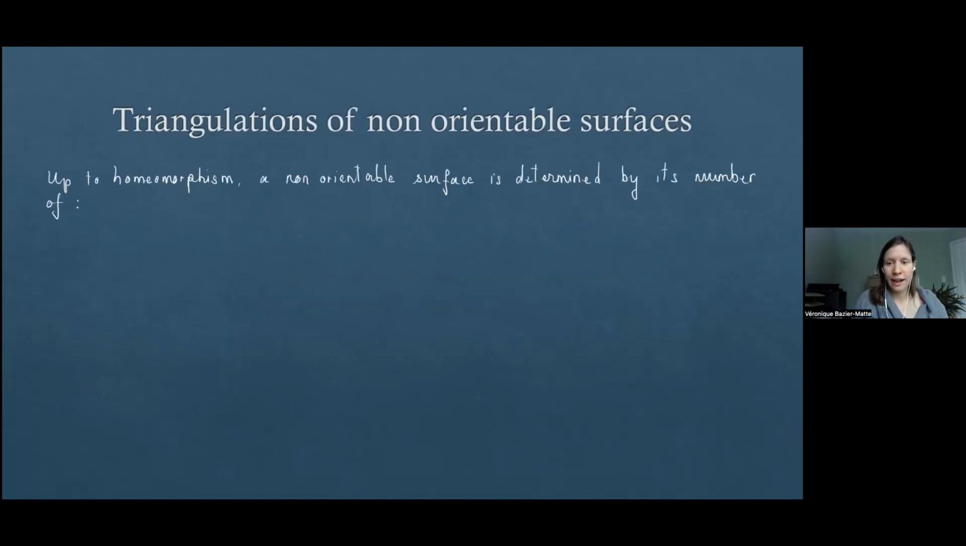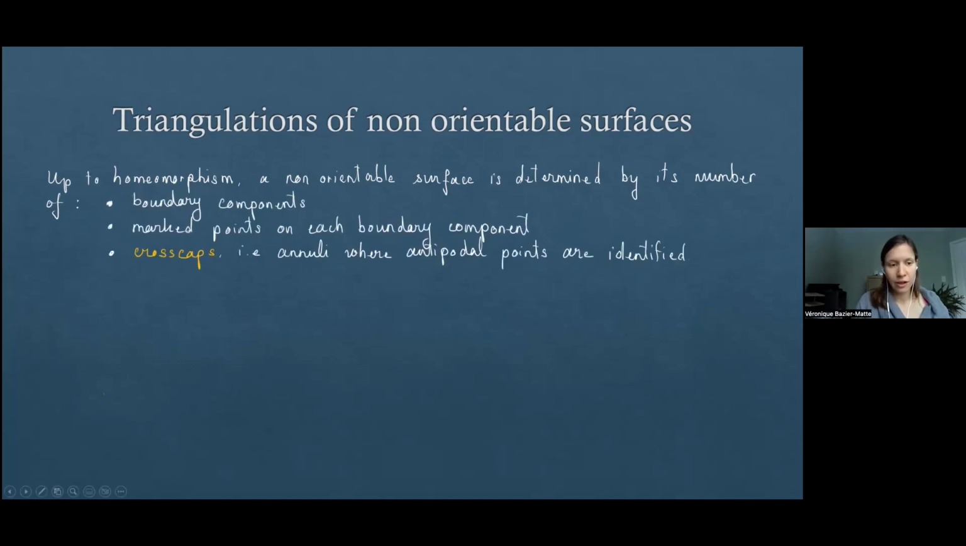First, let's start with a bit of background for non-orientable surfaces. Up to homeomorphism, a non-orientable surface is determined by three things. First, its number of boundary components. Second, its number of mark points on each boundary component. And lastly, the number of cross-caps, where antipodal points are identified. It's kind of a non-orientable version of a genus.